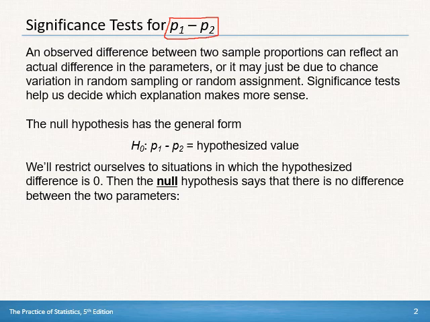likely valid. All right, so the null hypothesis is going to be that P1 minus P2 equals some hypothesized value. Now, we're going to restrict ourselves here in this class to that hypothesized difference being 0. So in other words, we will say that there is not a difference between P1 and P2, the true population proportion from population 1 and the true population proportion from population 2 is the same. So our null hypothesis is essentially there's no difference between the two parameters.